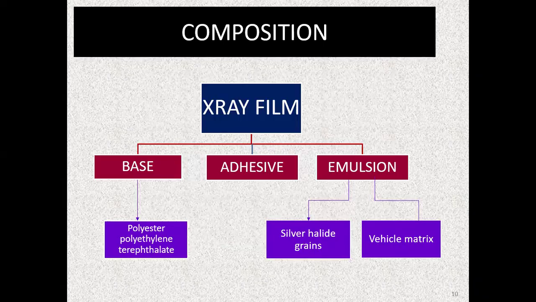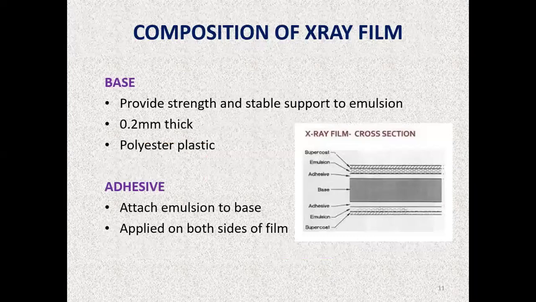The X-ray film consists of a base, adhesive, and an emulsion. The base consists of polyester, polyethylene terephthalate. That is the composition of the base. Also, the film has an adhesive with which the emulsion is attached to the base. The emulsion consists of silver halide grains with the vehicle matrix.